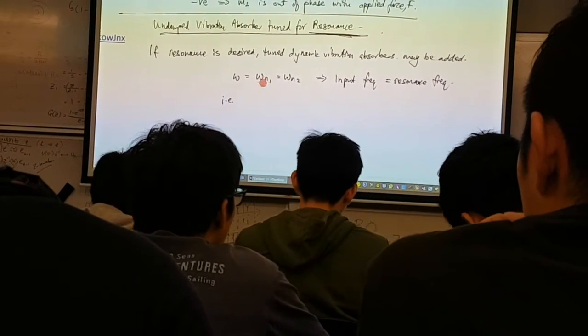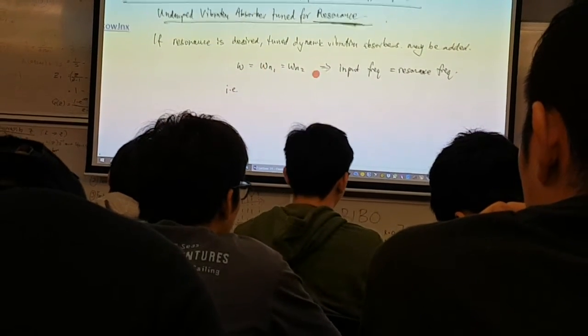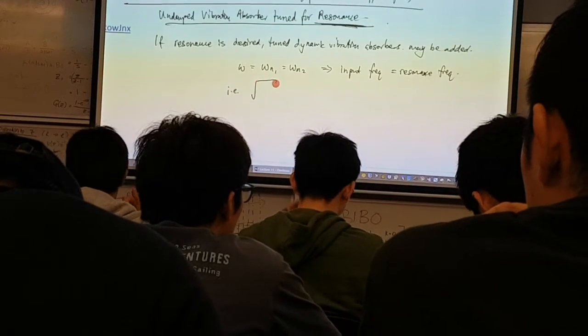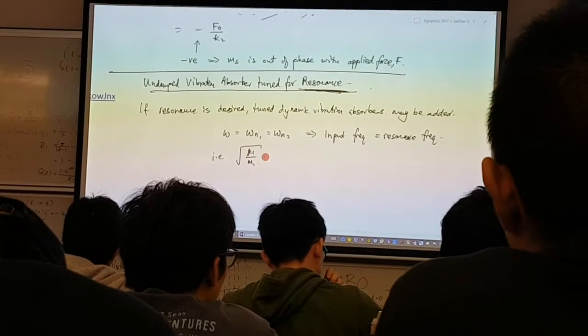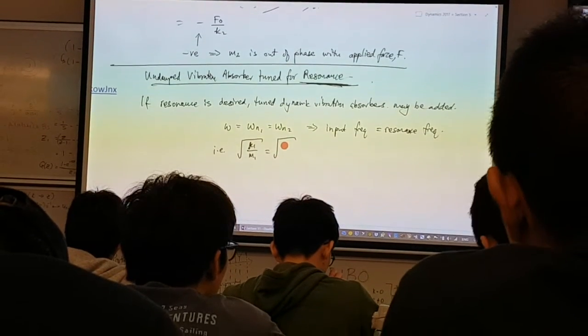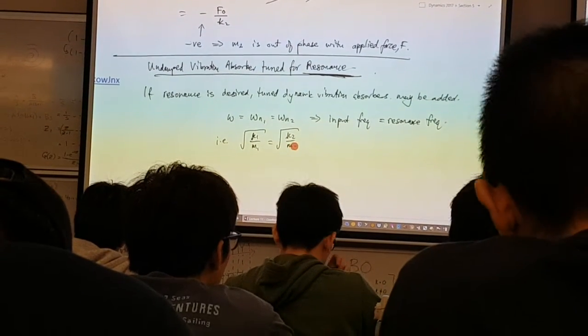So in this case, omega n1 and omega n2 respectively are equal to square root of k1 over m1. This must be equal to square root of k2 over m2.